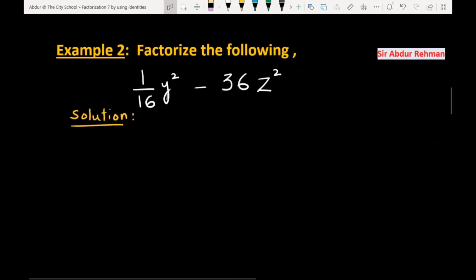This is another quadratic expression with two terms, and we have to factorize it, but check some conditions. You have to remember three conditions. The first term must have a positive sign, the second term must have a negative sign, and both the terms must be a perfect square. So 1 over 16y square has a positive sign. The first term must be positive, the second term must be negative. 36z square has a negative sign here. And the third condition is that these two terms must be a perfect square. So let's check.